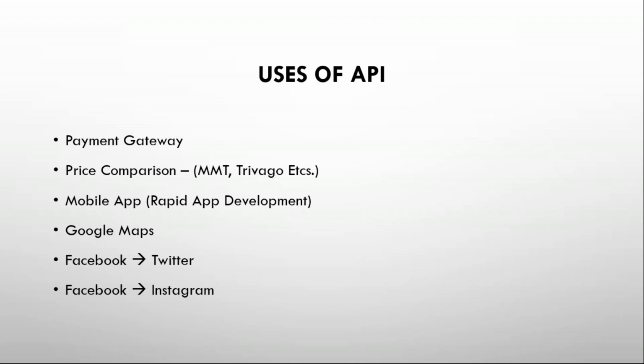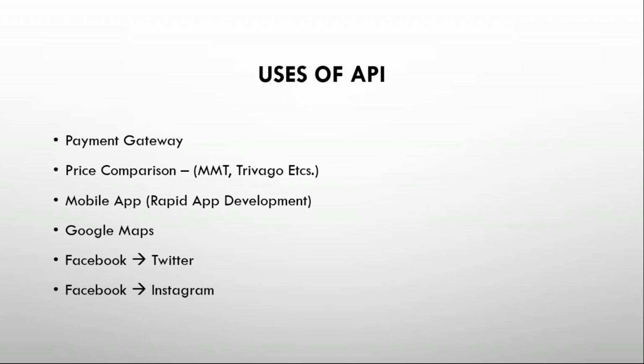Also, we have seen the MakeMyTrip website and Trivago, the hotel comparison website. The MakeMyTrip website is for flight prices. It tells the flight price. MakeMyTrip doesn't have any airlines, but you can book tickets through this website, and it gives all the airline prices for that particular route. This is also using the APIs.